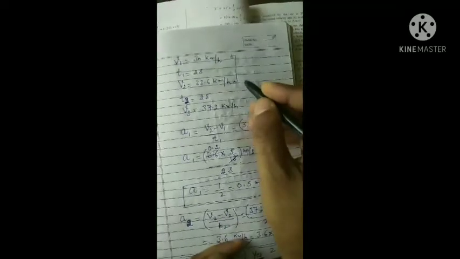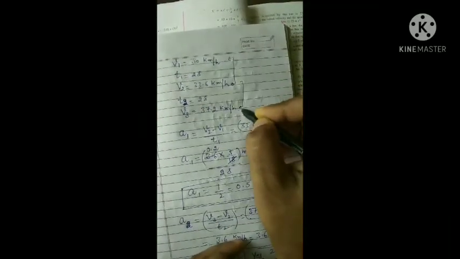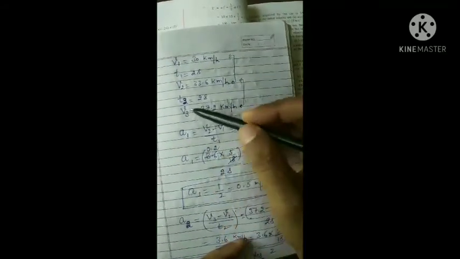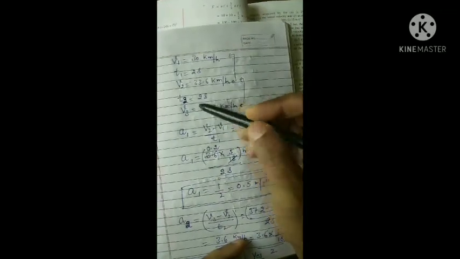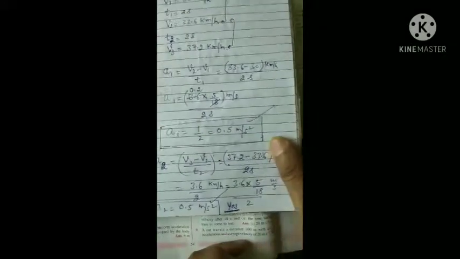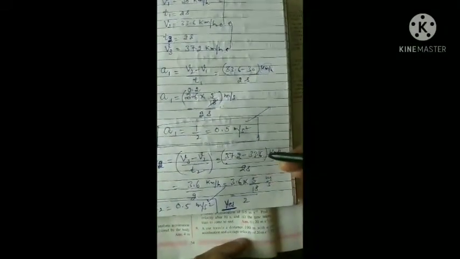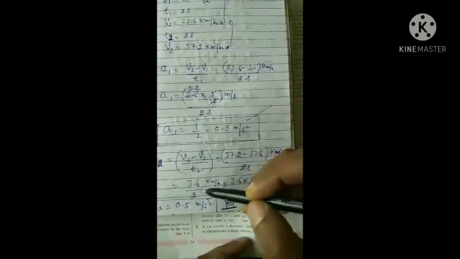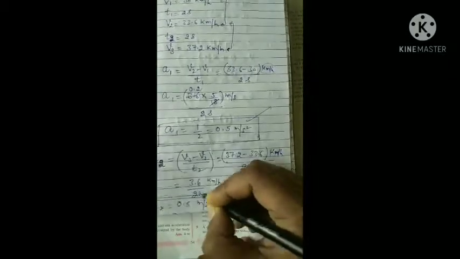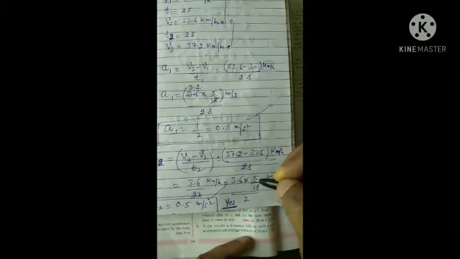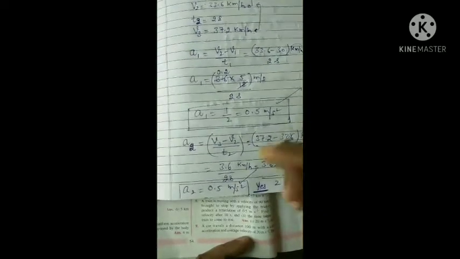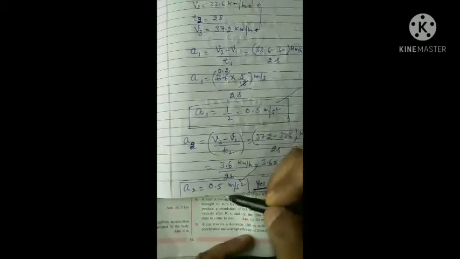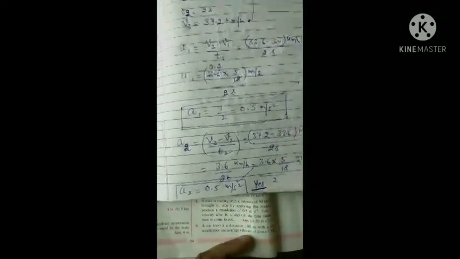Now you can take these two observations under consideration. So a2, that is second acceleration, equal to V3 minus V2 upon 2. So value of V3, that is 37.2 minus 33.6 km per hour divided by 2 seconds. If you will solve, you will get 3.6 km per hour divided by 2 seconds, and kilometer per hour you can convert into meter per second by multiplying it with 5 over 18, and the answer is a2 is equal to 0.5 meter per second square. Now both the values are same, means the acceleration is uniform.